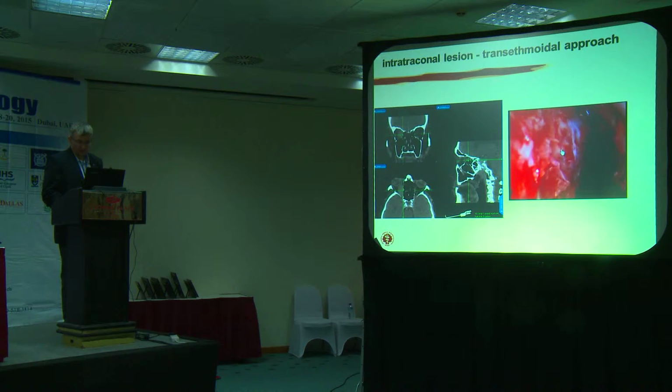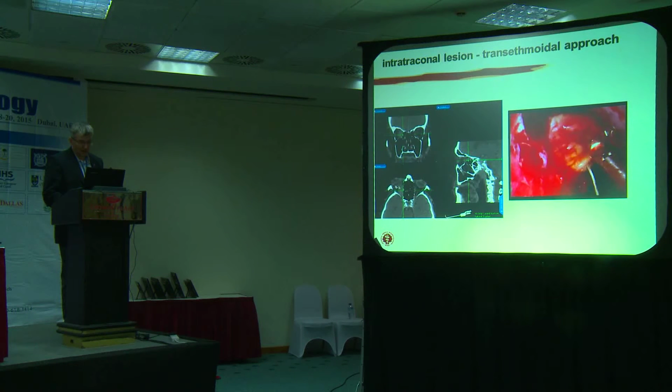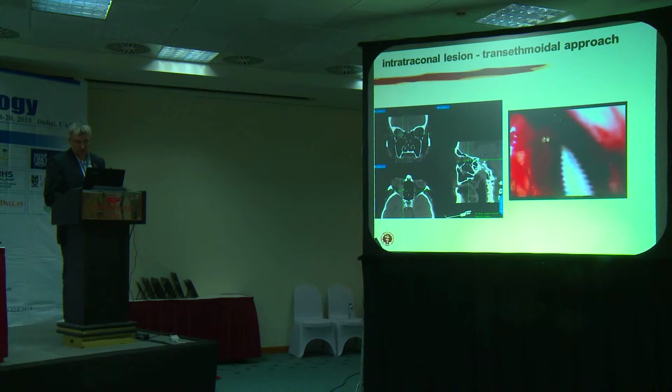Another example of such operations. Lamina papyracea is removed. We incise the periorbit. As you can see, this lesion occupies retrobulbar space, so the fat first has to be removed to expose orbital muscles. This is the medial orbital muscle, this is the inferior straight orbital muscle, and the tumor is here, just between these two muscles. The space between these two muscles is quite big.